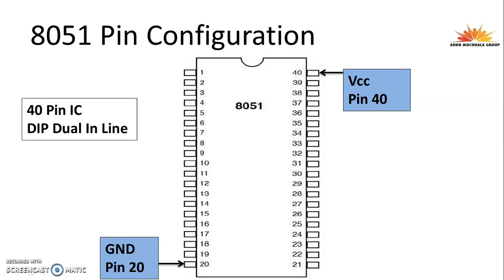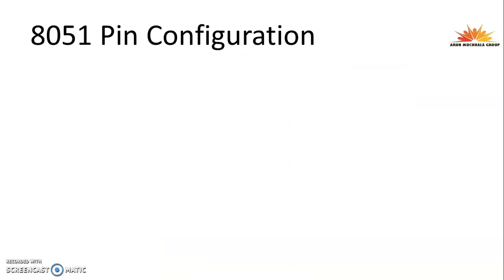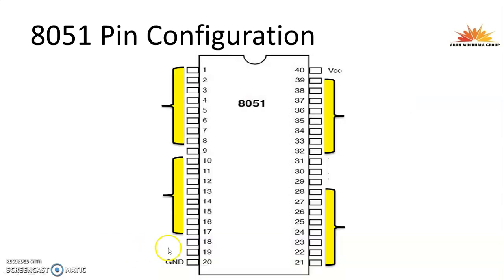Pin number 40 is the VCC and pin number 20 is the ground. Together they form the power supply pins. 8051 needs plus 5 volt to function properly. As we have seen in features, 8051 has 4 parallel ports. Each port is of 8-bit size. These ports are bidirectional I/O ports.